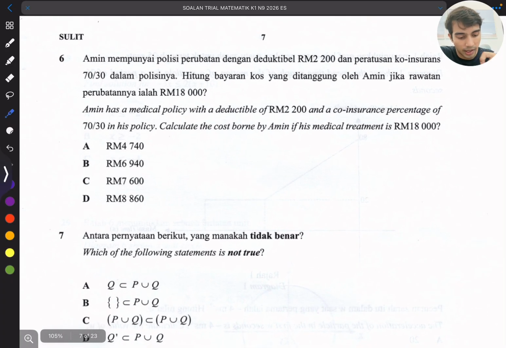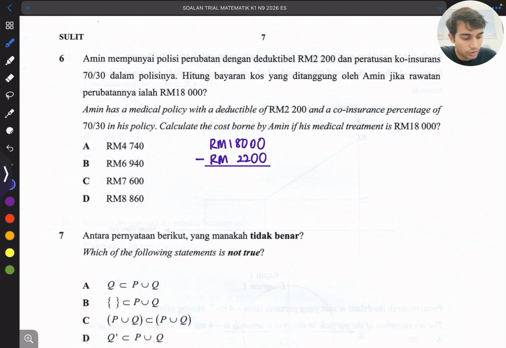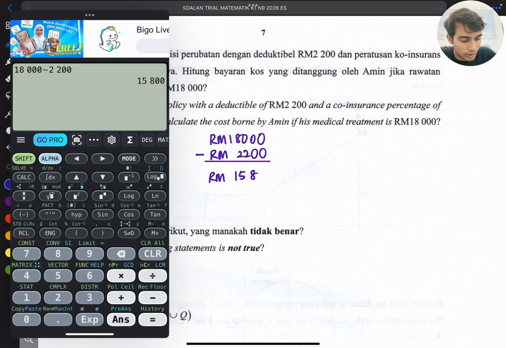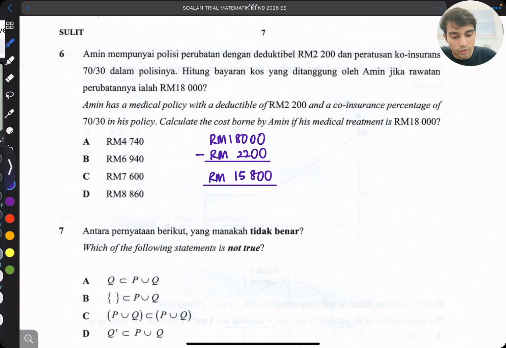Question 6. Amin has a medical policy. Deductible 2,200. Co-insurance percentage is 70-30. Calculate the cost borne by Amin if his medical treatment is 18,000. Okay. So his medical treatment is 18,000, which means when he goes to the hospital and wants to claim the insurance, he has to first pay the deductible. So 18,000 minus 2,200 is 15,800. Okay. So this one he already paid.